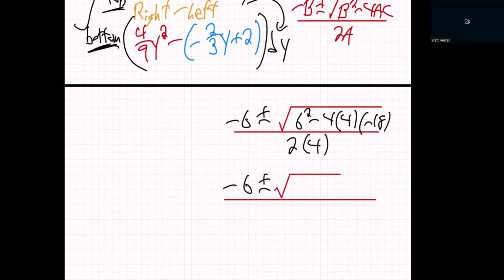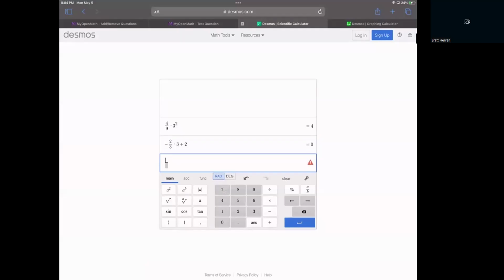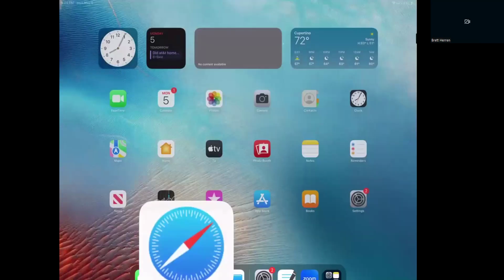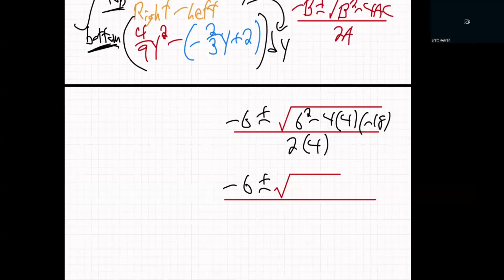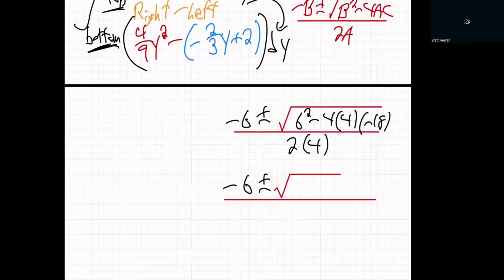You can just type it into Desmos. How about that? Minus 6 plus minus the square root of 6 squared minus 4 times minus 18 all over 2 times 4, is that what it is in the bottom? 2 times 4, yeah. So let me just get rid of this. I'll just get some answers here. Type it into quad. There we go.